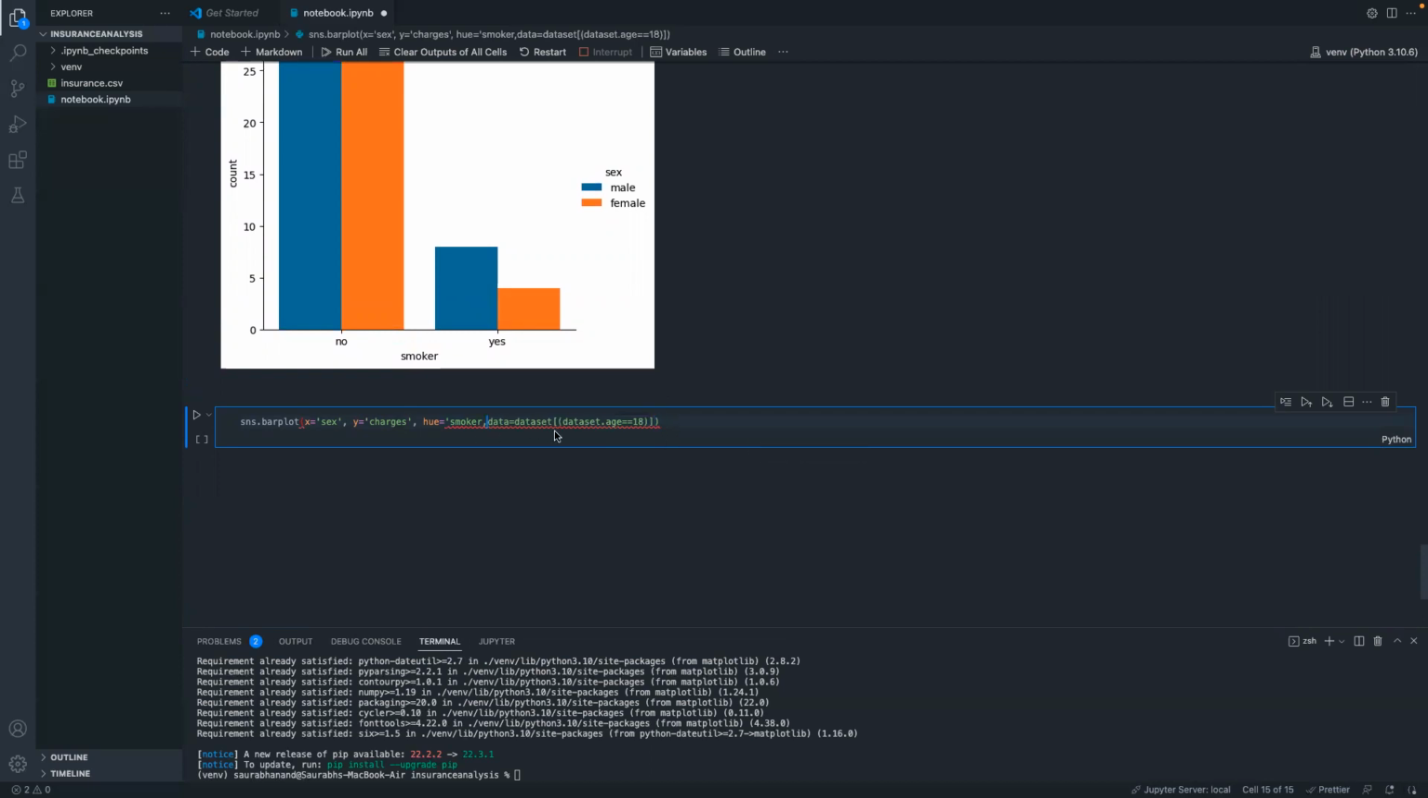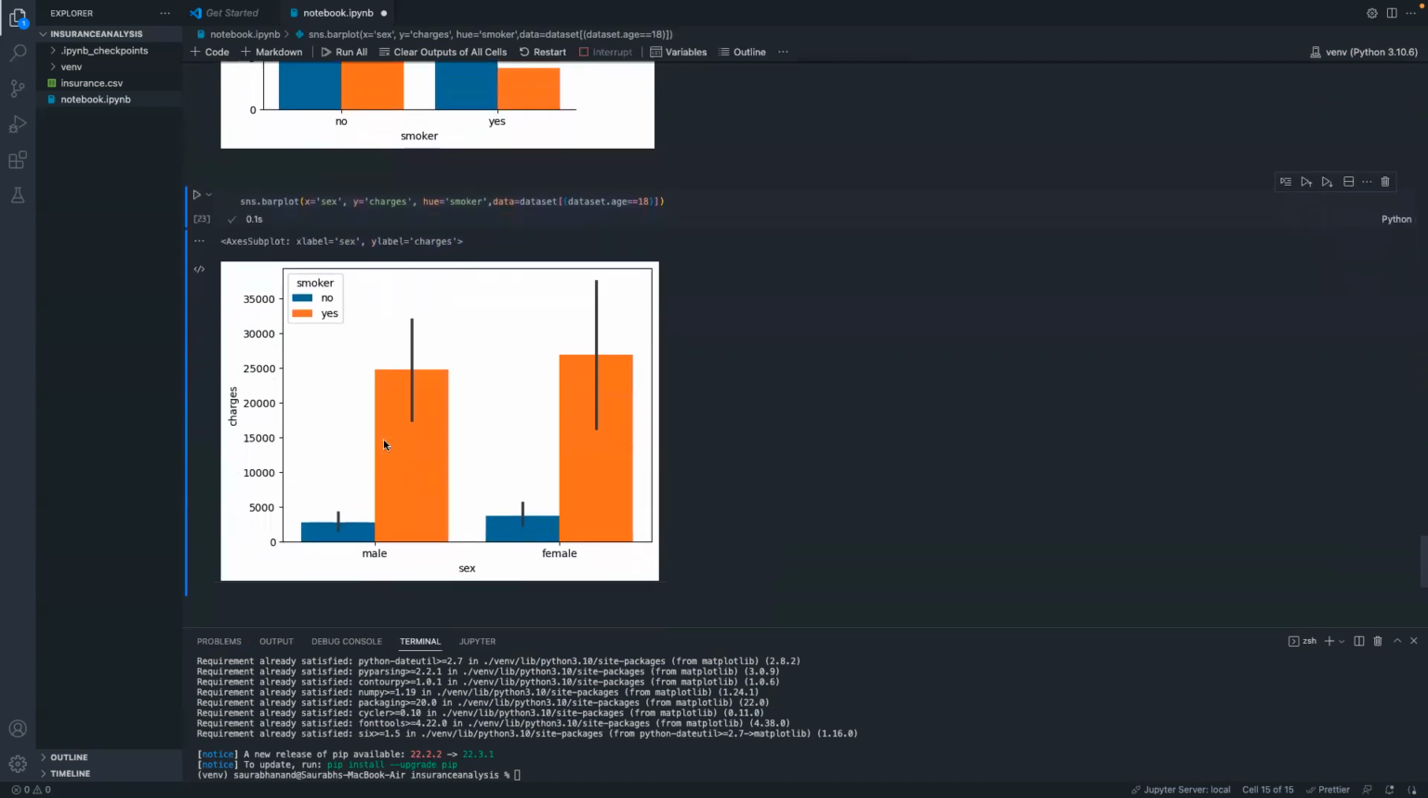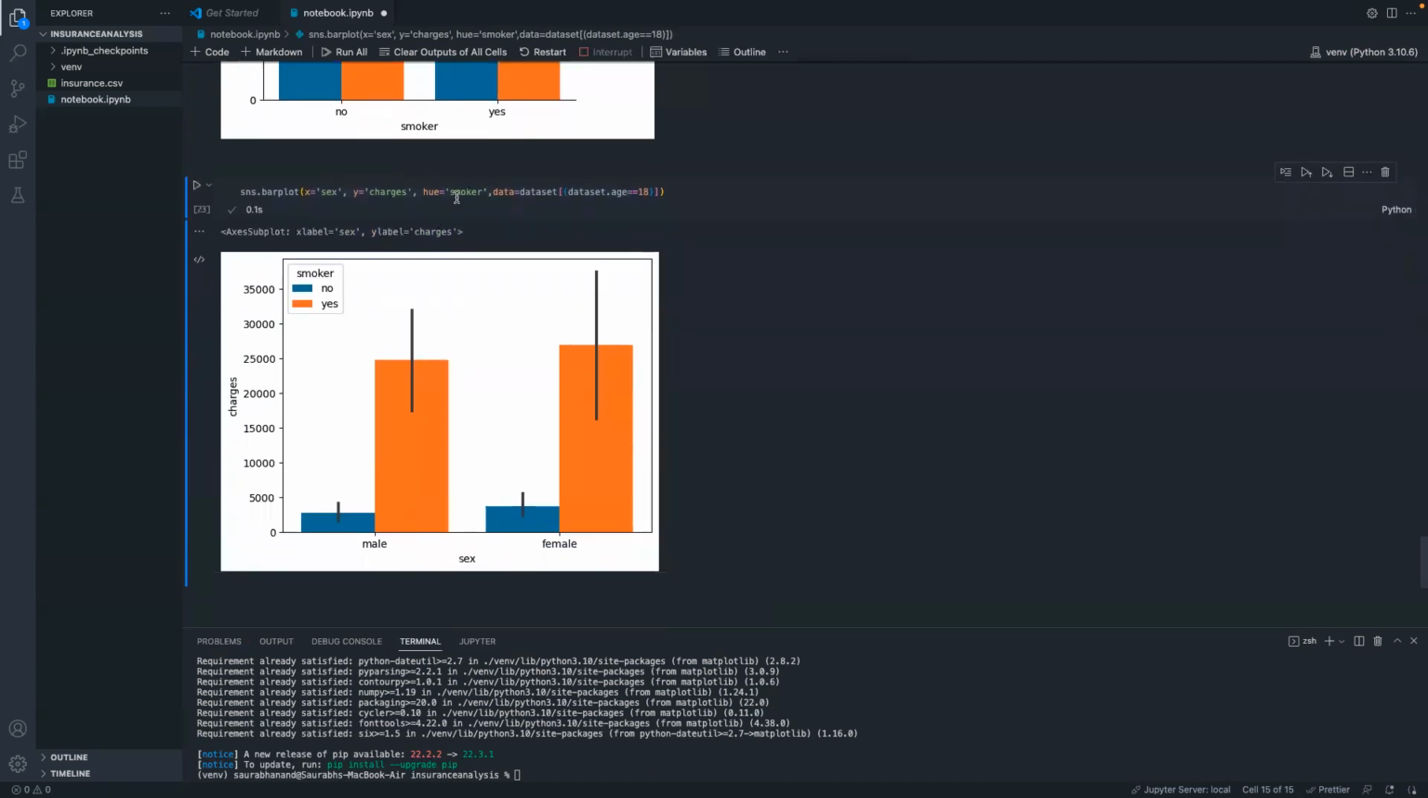So there is some problem in data set equal to data set dot age equal to 18. So I missed the quotes here for smoker. So yeah, this should work. So yeah, this hue parameter basically creates one more filter here. So it gets you the smoker as well, along with the two parameters that are already there, sex and charges.